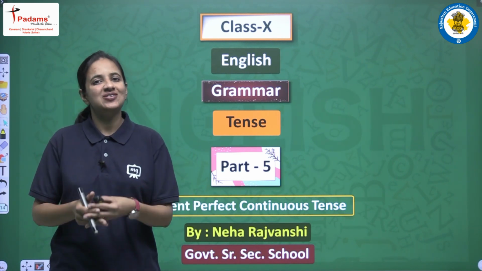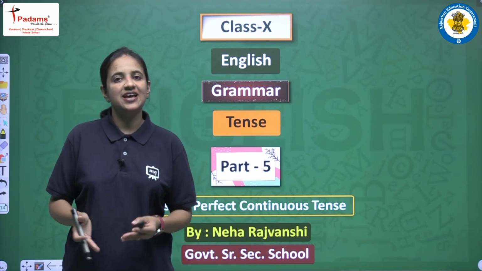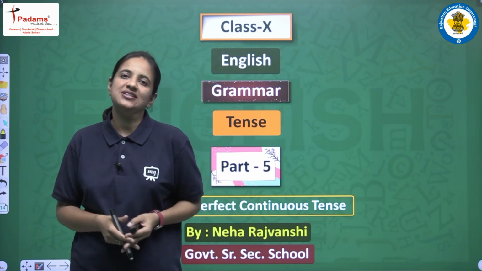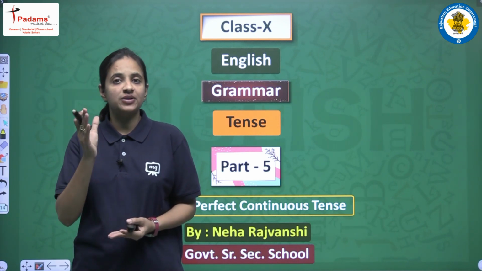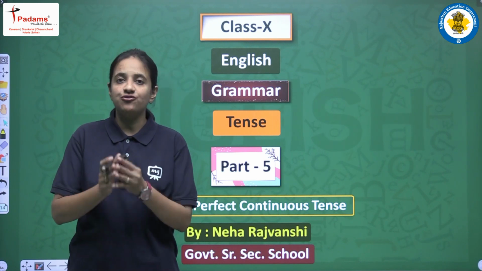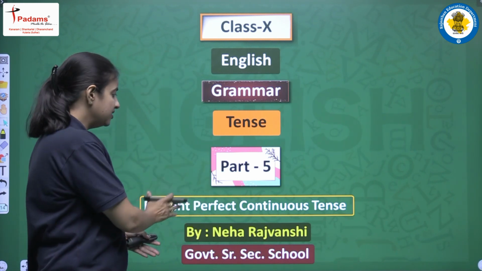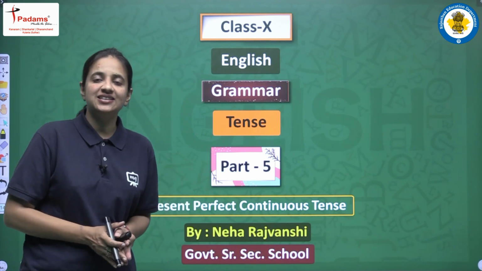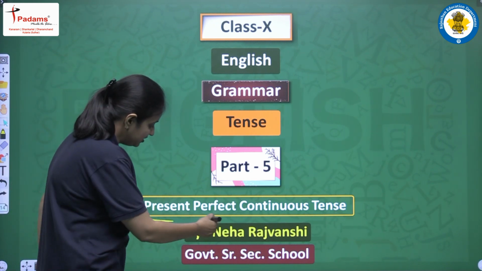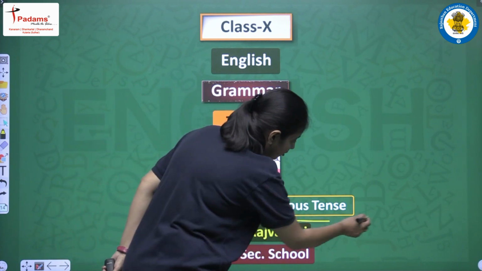So students, we have started with our grammar syllabus and our first topic is tense, and in the previous video we have discussed our third tense, that was present perfect tense, and now in today's video we are moving ahead to our fourth tense, that is present perfect continuous tense, and this is the last tense of present category. Okay, so the name of the tense is present perfect continuous tense.